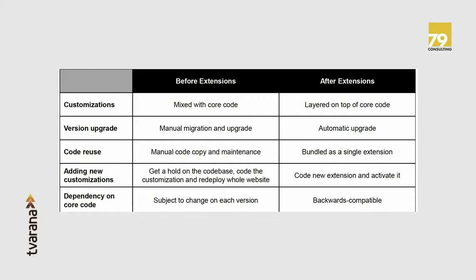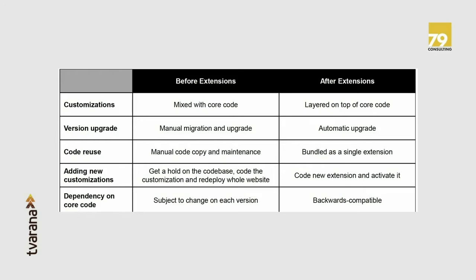So as you can see from the table here, the extensibility framework has made a huge difference to the way SCA works. Before the framework came into picture, the customizations were mixed in with core code, which led to a lot of effort when you had to upgrade your website or make any kind of new customizations or enhancements. And after the API came into picture, extensions or customizations can be layered on top of core code, which makes it way easier for you to upgrade to new versions of SCA.